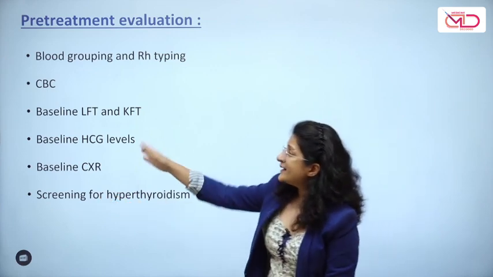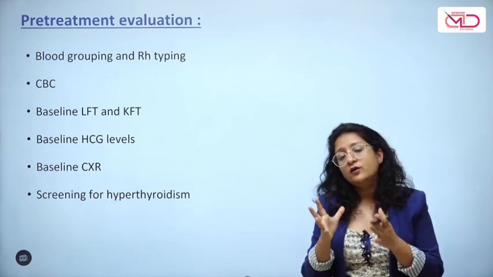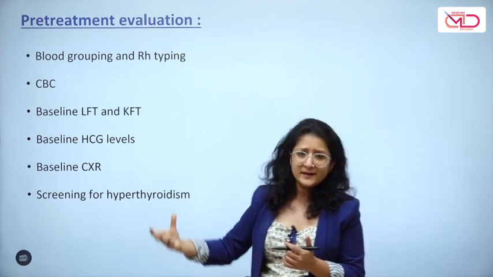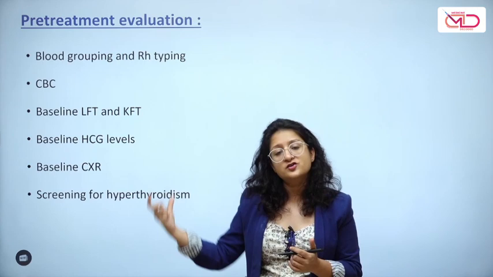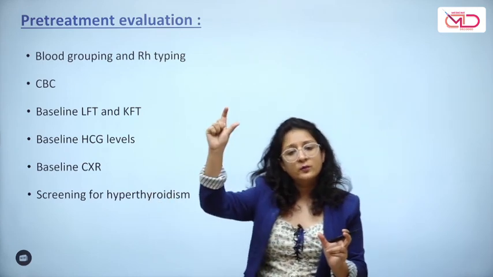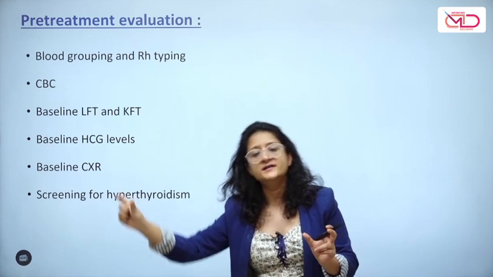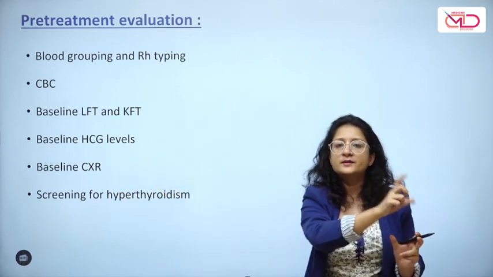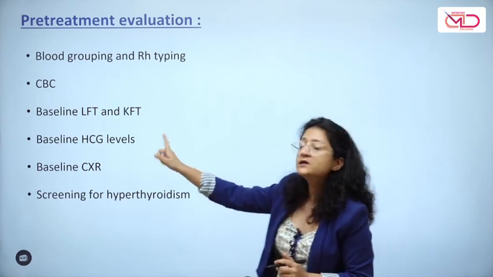Baseline beta HCG levels are also needed. Why? Because again, follow-up of molar pregnancies has to be done with beta HCG. A long duration follow-up is needed. Now for that, if you want to compare whether the beta HCG is dropping down, or is it rising, or is it plateauing, you need to have a baseline value to compare it with. So you need to have it here, right?